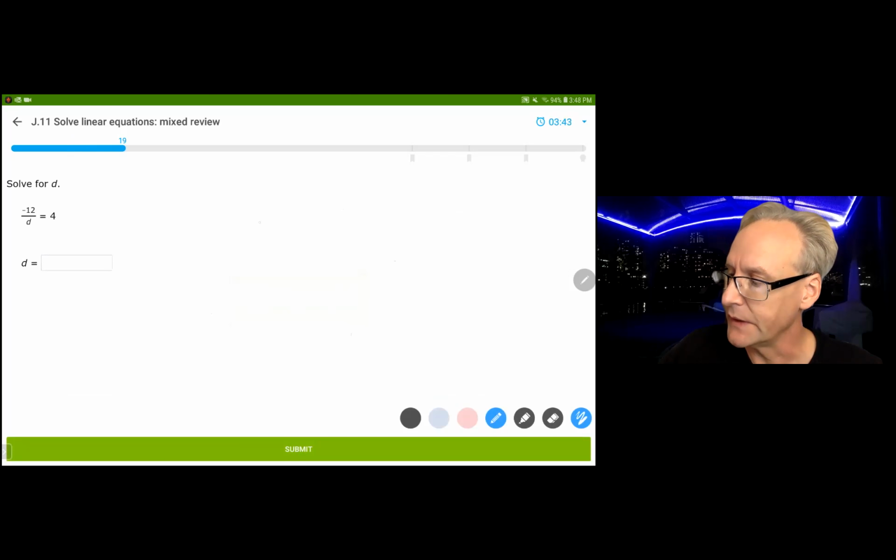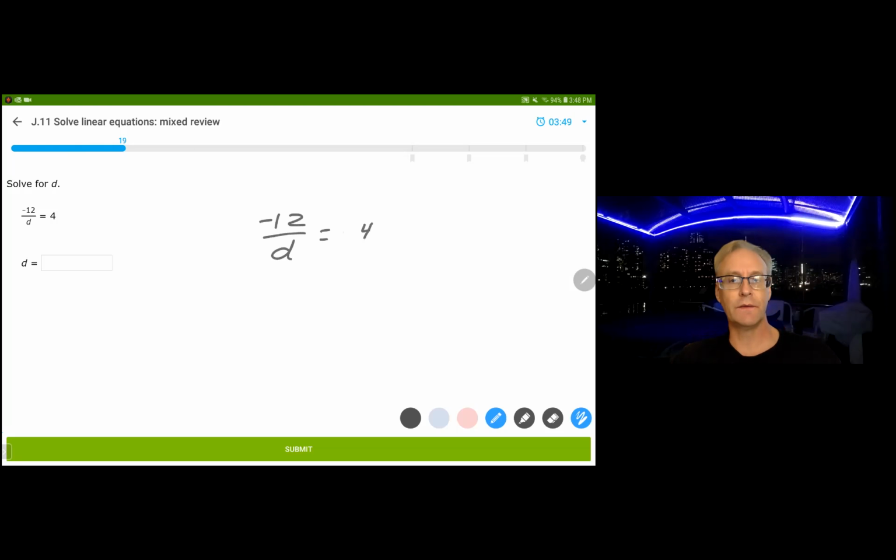I like this one. Negative 12 over D is equal to 4. So there's a couple of ways of thinking about this. Some people like to think of this as a proportion, and they'll write negative 12 over D is equal to 4 over 1, and then cross multiply and solve that way. It's the same thing that I'm going to do, except I'm just going to do it more formally.